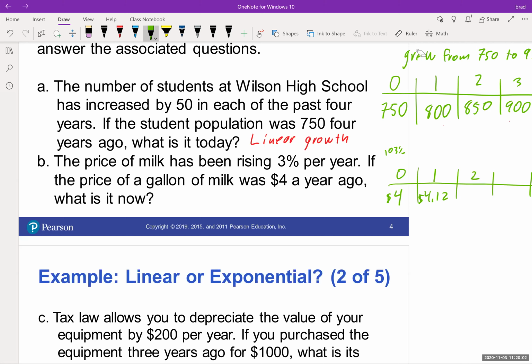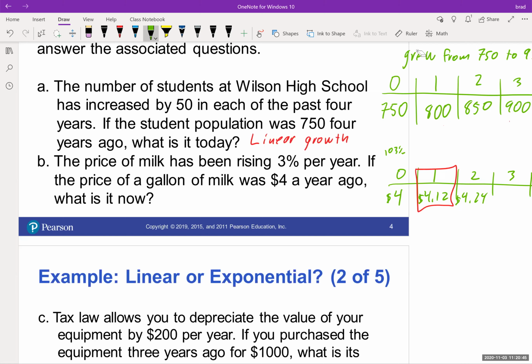Now, if we did it again, they didn't ask for this, right? This is the answer, right? They said 1 year from now, but I'm just going to let you guys know, what if they asked for the following year as well? Well, we would do 4.12 times 1.03 again. And I would get $4.24 this time, okay? So let me do one more year. Let me do 4.24 times 1.03.